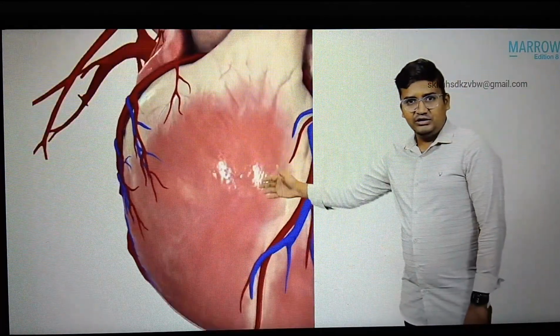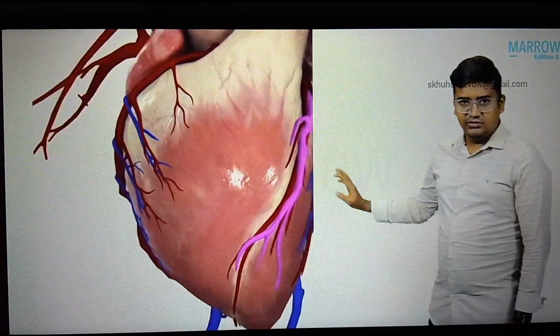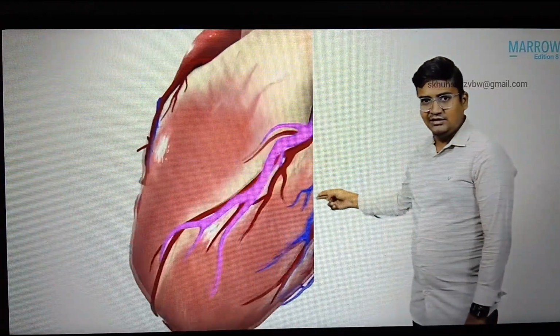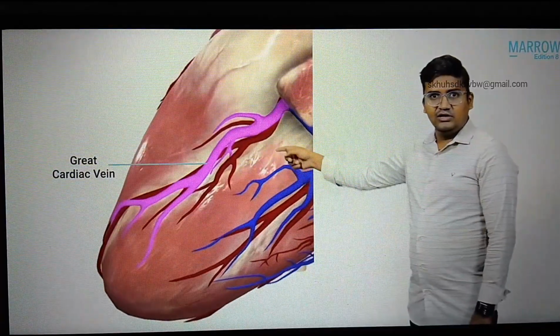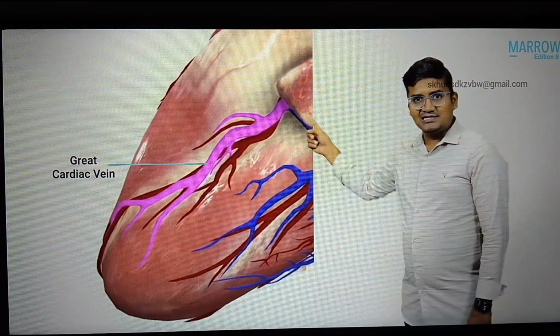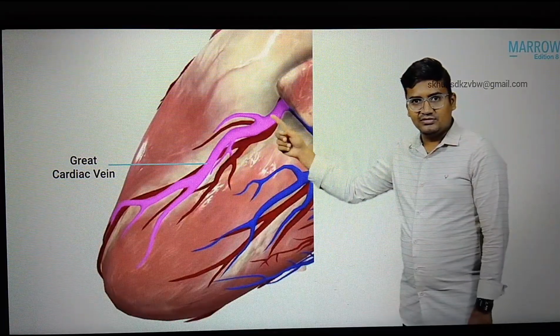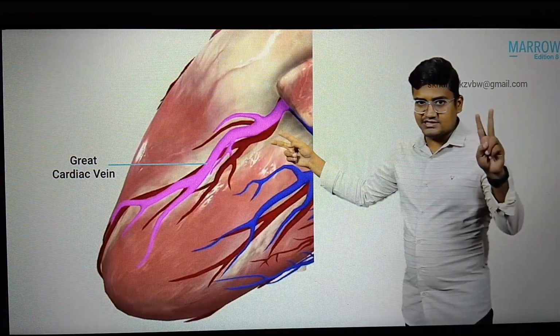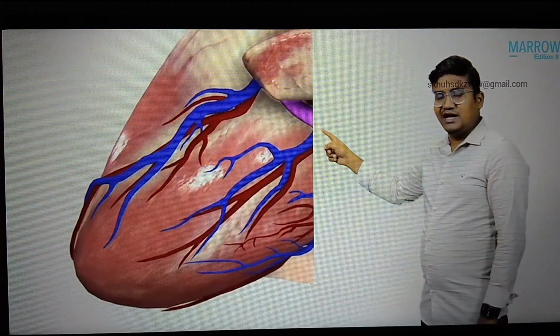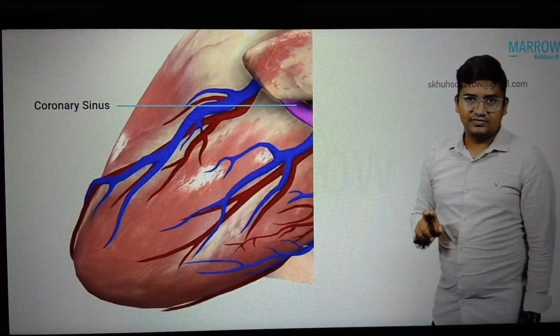Now, we are adding the veins here. First we are seeing the great cardiac vein. See here the blue color, that is the great cardiac vein. The great cardiac vein is accompanying the anterior interventricular artery and the circumflex artery. The great cardiac vein accompanies 2 arteries. Now, the great cardiac vein in turn continues as the coronary sinus.